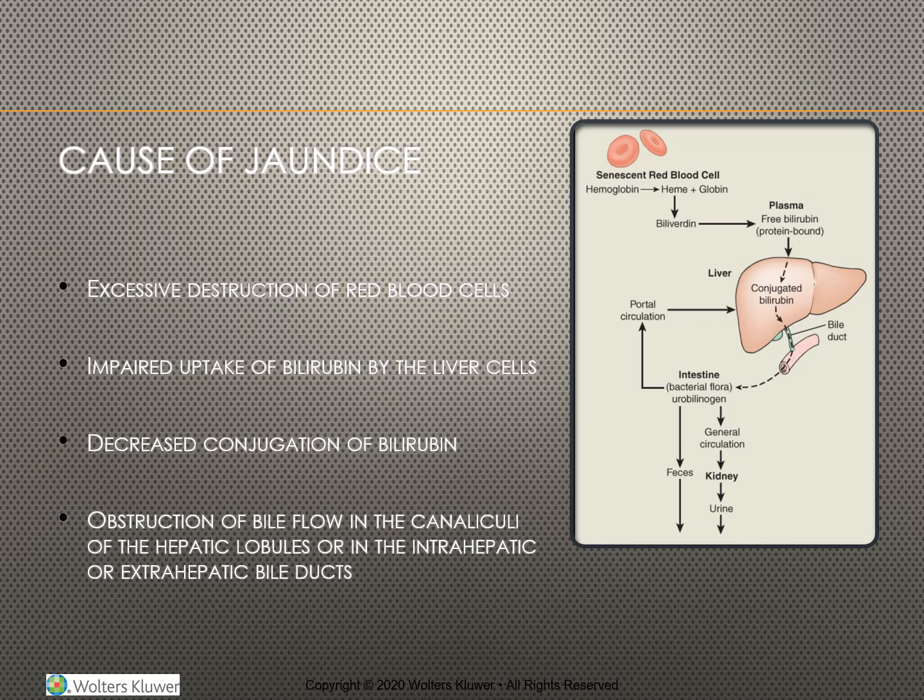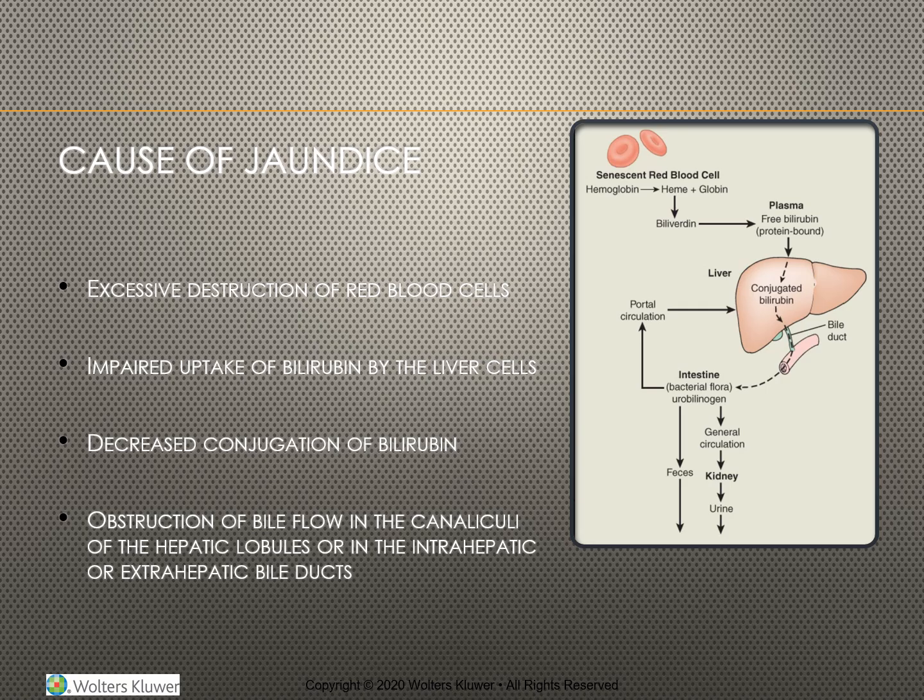In that case, they may have normal liver function, normal ability to excrete bilirubin, but so many red blood cells are being broken down so quickly that it overwhelms the ability of the system in the liver to get rid of them. So they do start to eventually build up. So excessive destruction of red blood cells is one potential cause of jaundice.